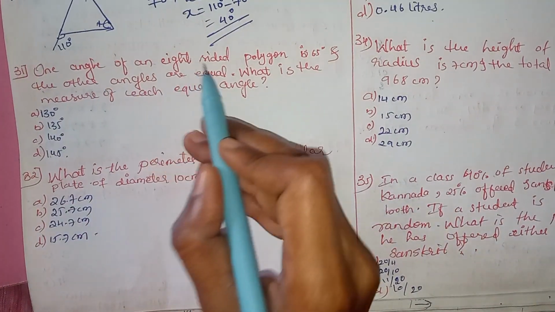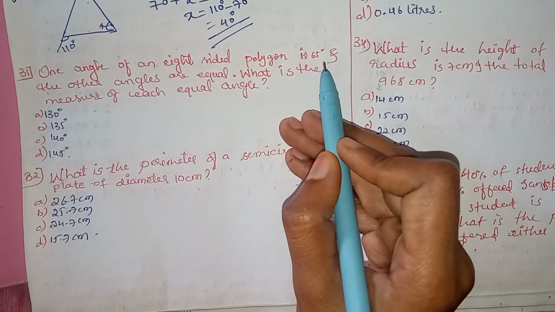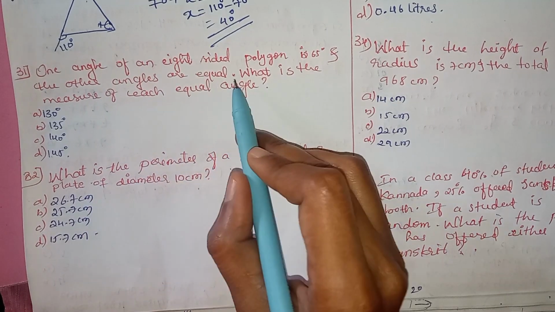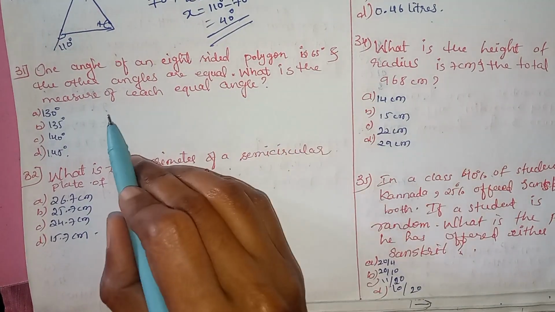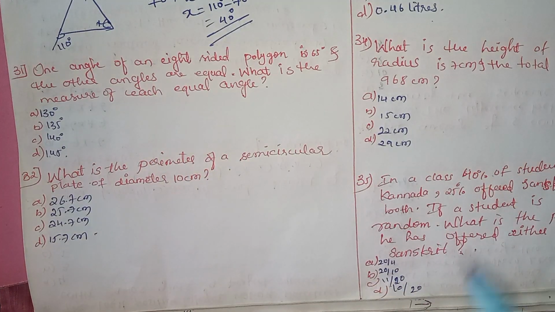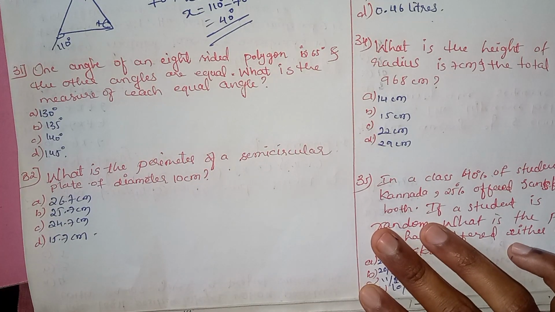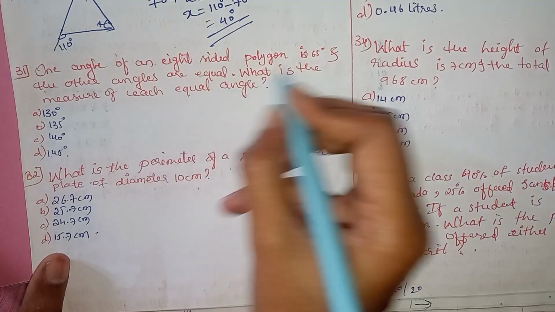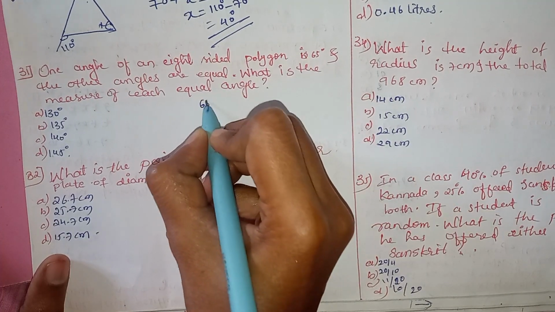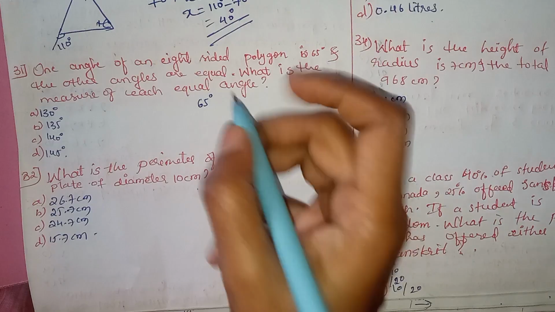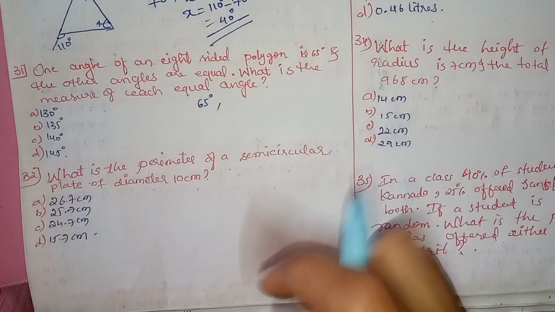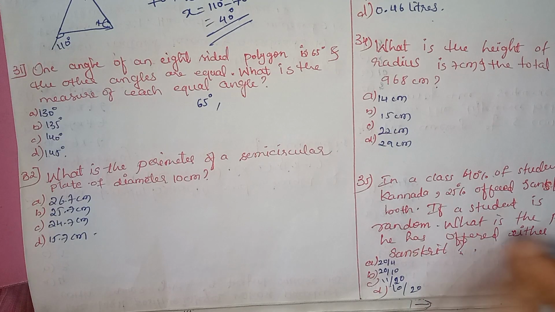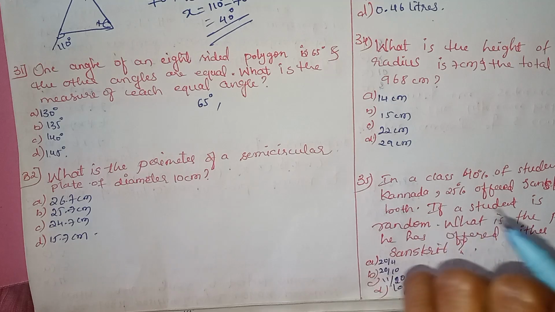One angle of an 8-sided polygon is 65 degree and the other angles are equal. What is the measure of each equal angle? So in 8-sided polygon, how many angles are supposed to be? 8 angles. Okay. Out of 8 angles, one angle is given as 65 degree. Next, all the remaining 7 angles are equal. Okay. In 8-sided polygon, all the 7 angles are equal, but what is that angle we don't know.